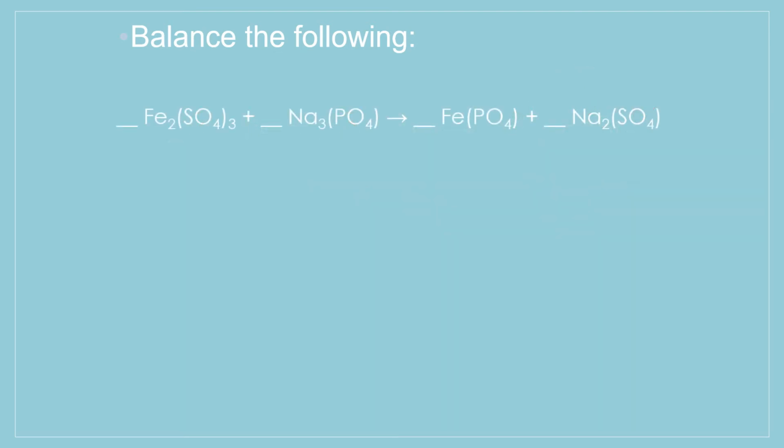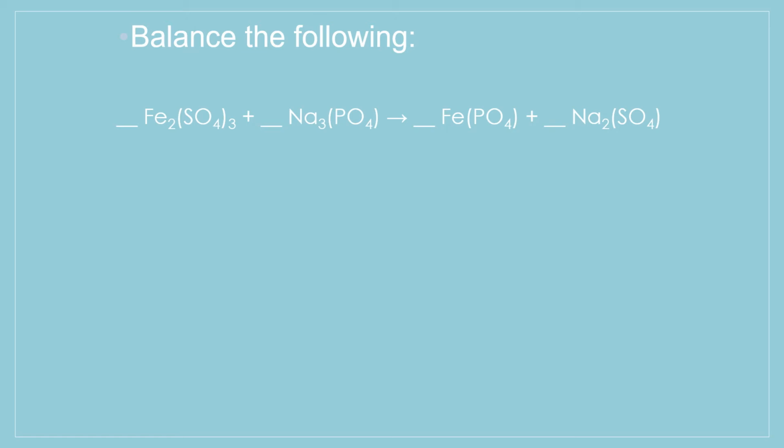Time to balance the following. We have iron 3 sulfate plus sodium phosphate yields iron 3 phosphate and sodium sulfate. So I see the SO4 and PO4. Those are called polyatomic ions. They act as one unit.